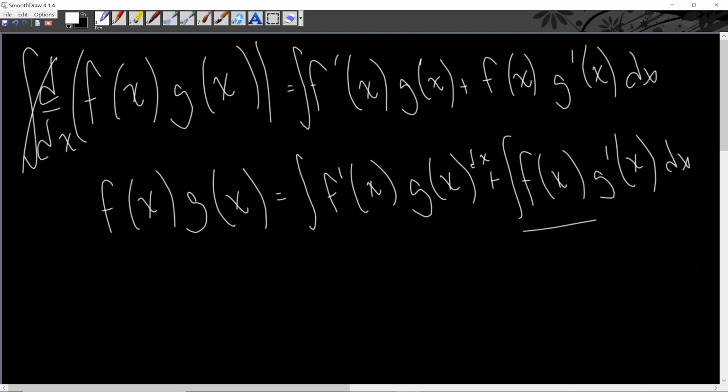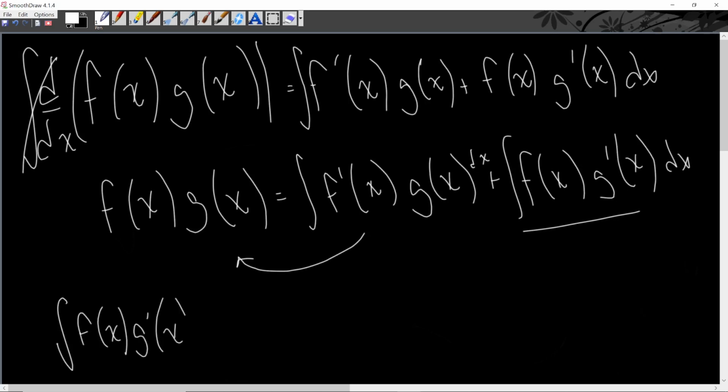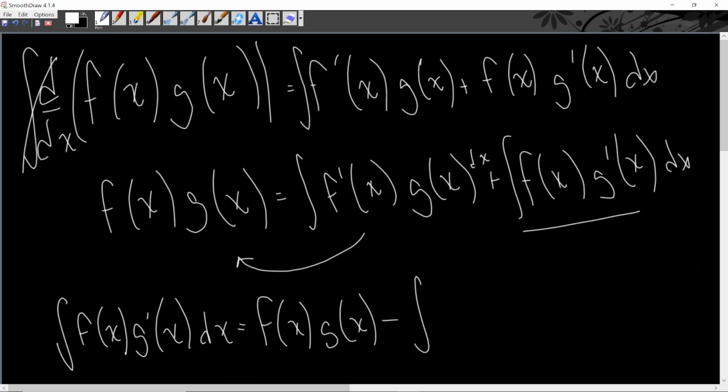And now we will solve for f of x g prime x so that we can actually have a formula that we can use for integration by parts. When we solve for this, we have to subtract this from that side. So we're left with the integral of f of x g prime x dx is equal to f of x g of x minus the integral of f prime x g of x dx.